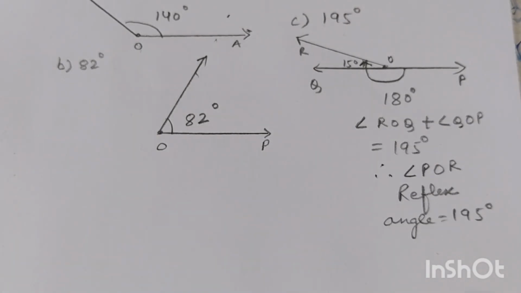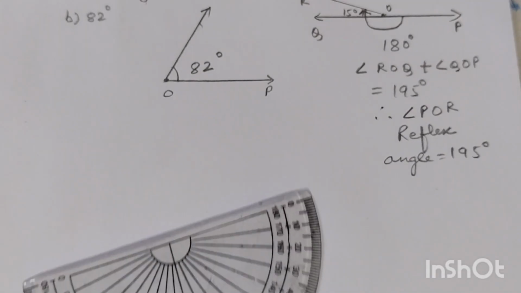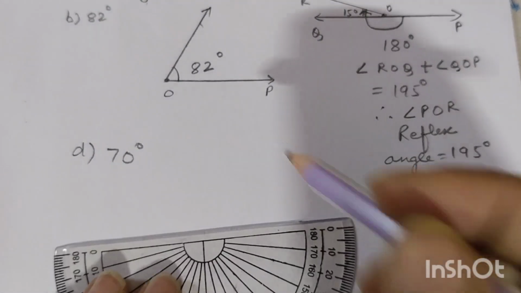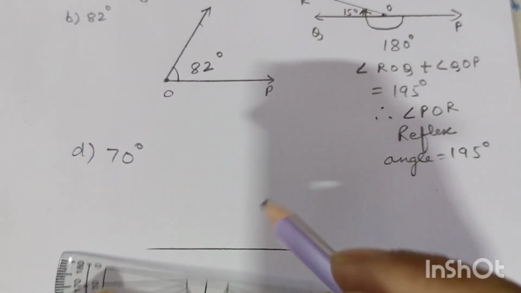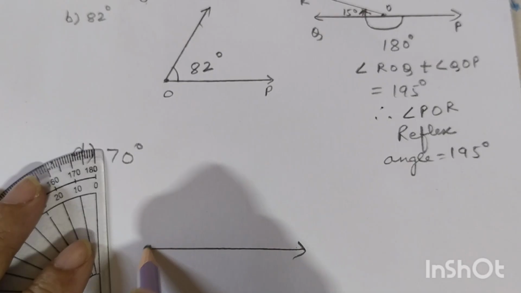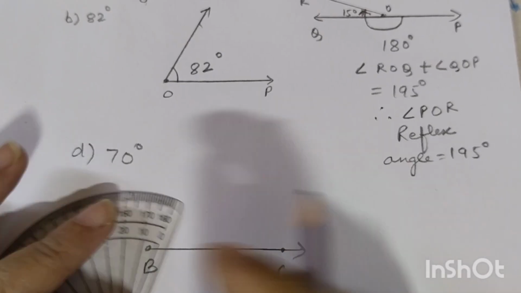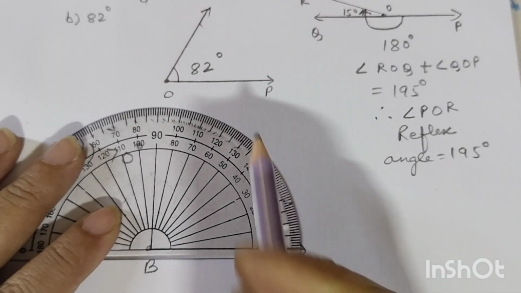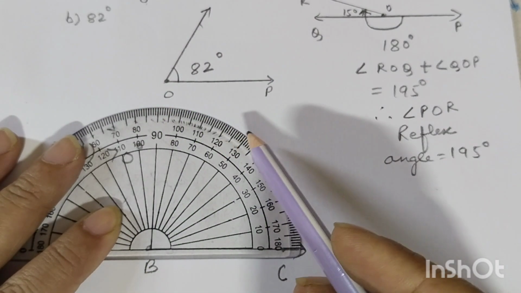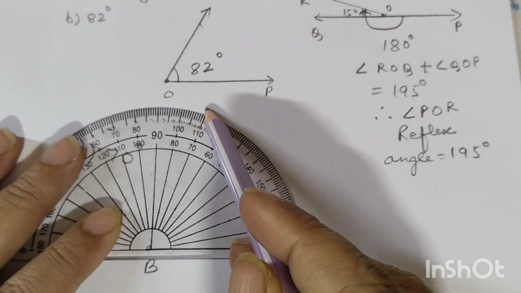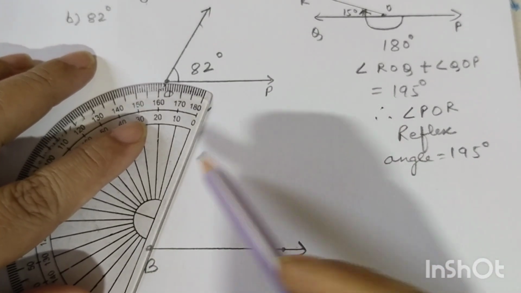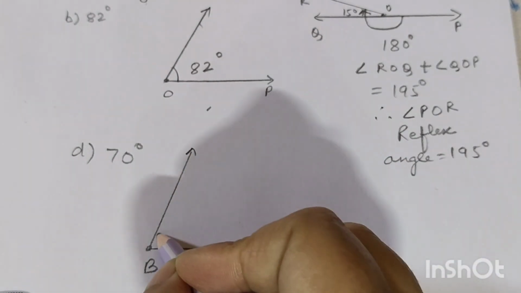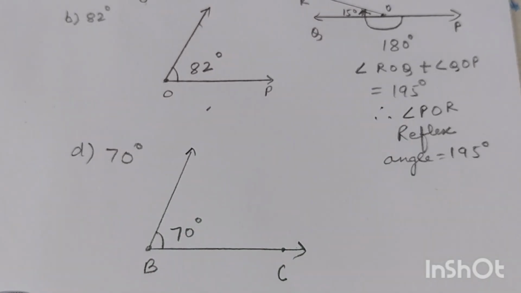Next one is 70 degree. D part is 70 degree. Mark a line like this. Make it a ray BC. Place your protector like this. Starting from 0, mark a point at 70. Join it. You will get a 70-degree angle.